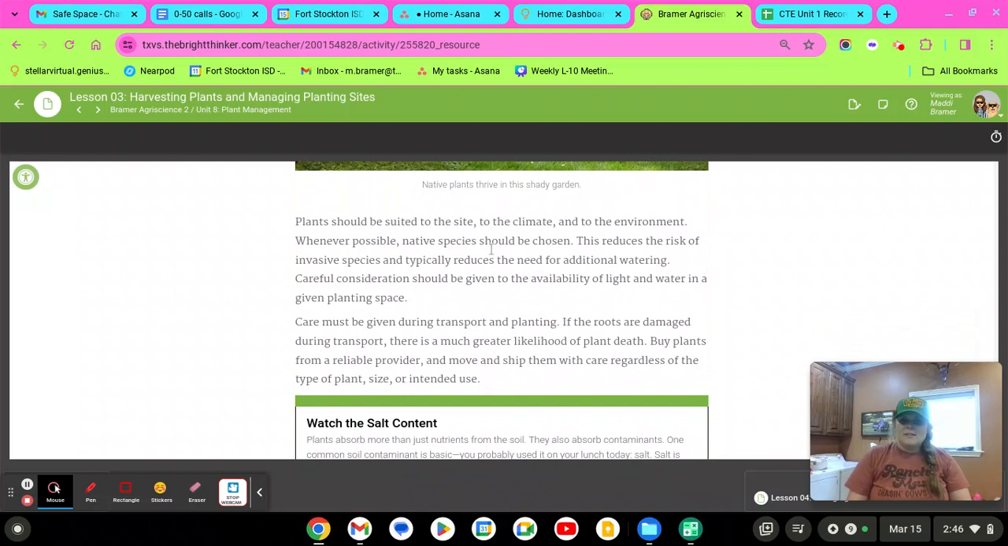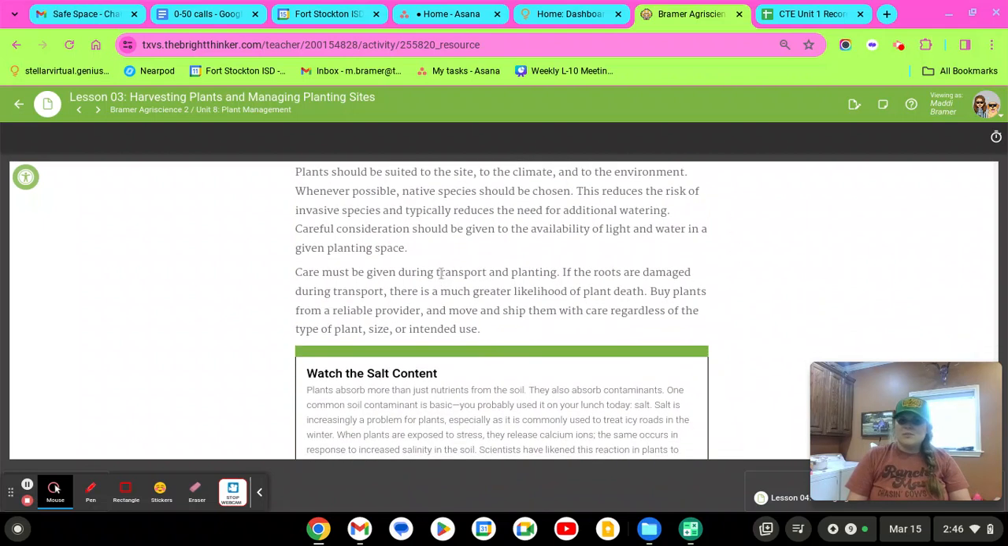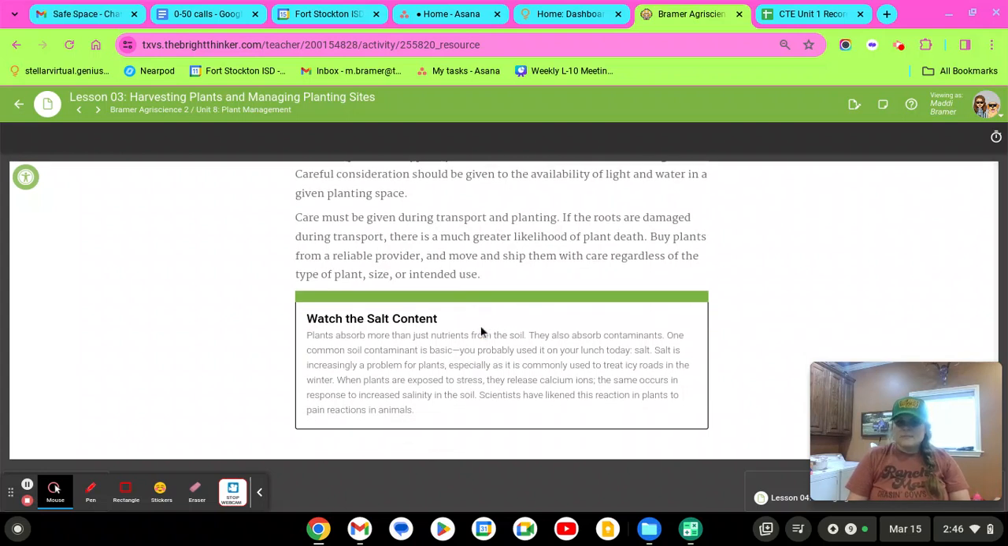Plants should be suited to the site, the climate, and the environment. Native species should be chosen. Choose plants that grow up in that area. They're going to do better than, say, a plant that grows in Pennsylvania is not going to grow well in South Texas.